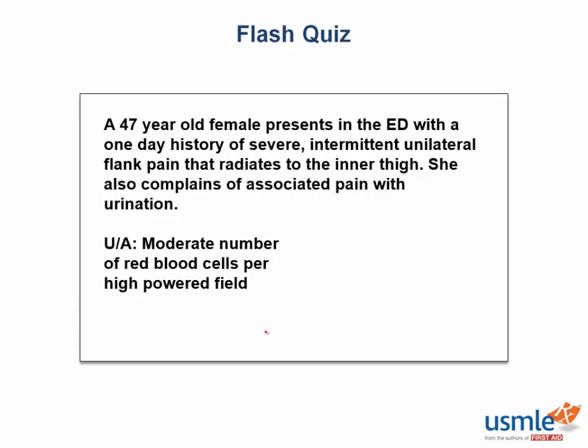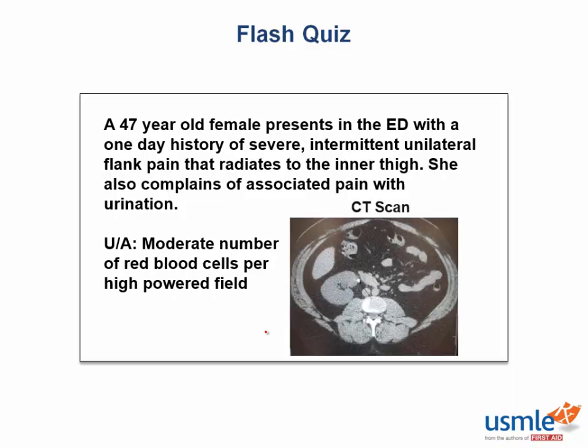Alright, time for a flash quiz. On exam, you may come across a patient with the following presentation. 47-year-old female presents to the ED with a 1-day history of severe intermittent unilateral flank pain that radiates to the inner thigh, associated with dysuria or painful urination. Urinalysis is significant for hematuria, or blood in the urine. CT imaging shows a radiopaque area within the ureter. Any idea of what the most likely diagnosis is?